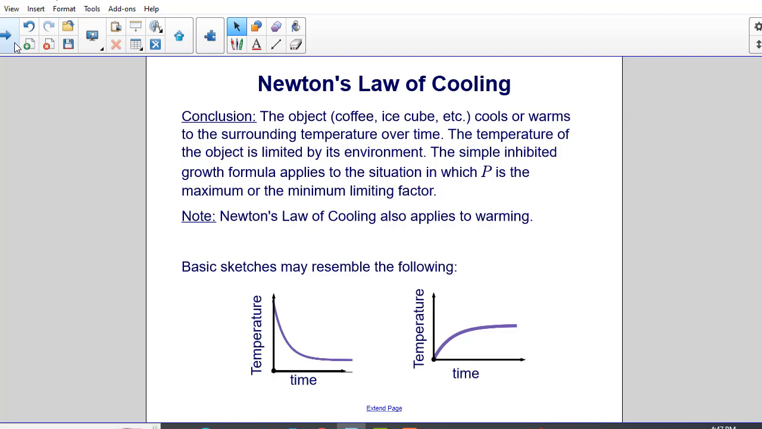These basic sketches may resemble some of the following. So you'll notice here the temperature is dropping over time till we approach room temperature. The ice cube is going to warm up as it gives its energy off to cool the surrounding soda, and then eventually it's going to hit room temperature and level off.